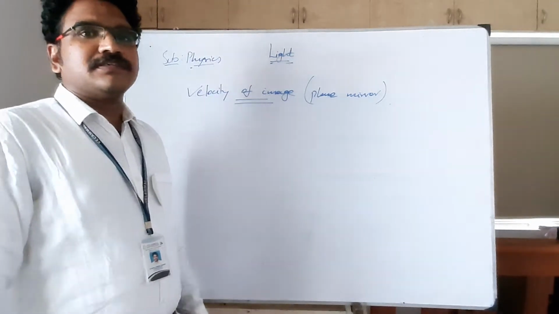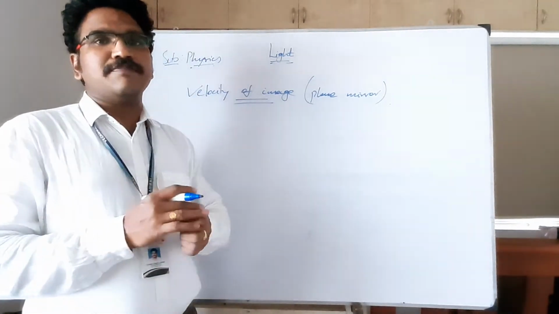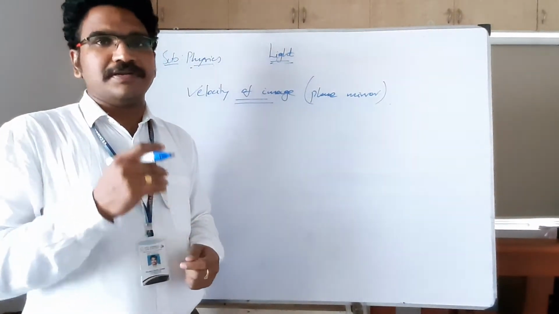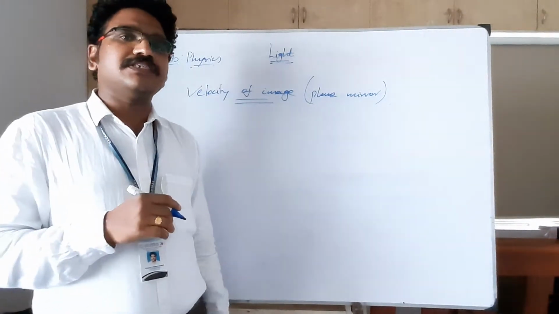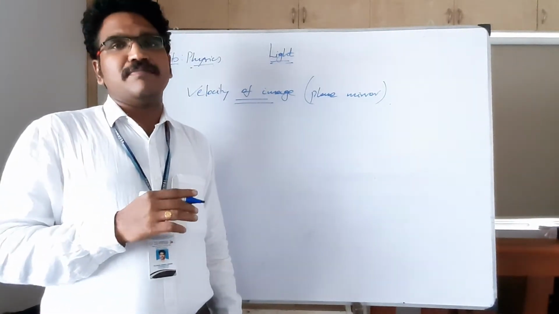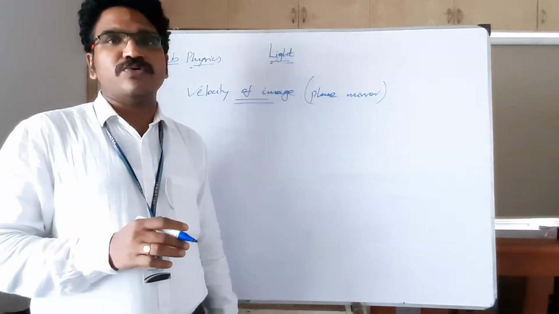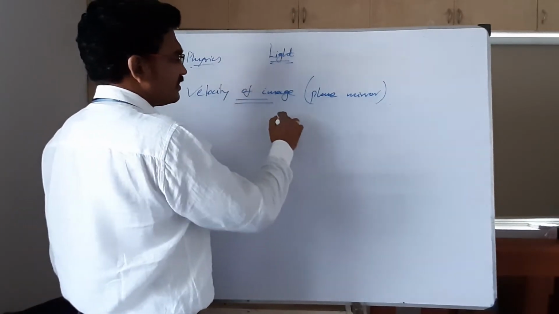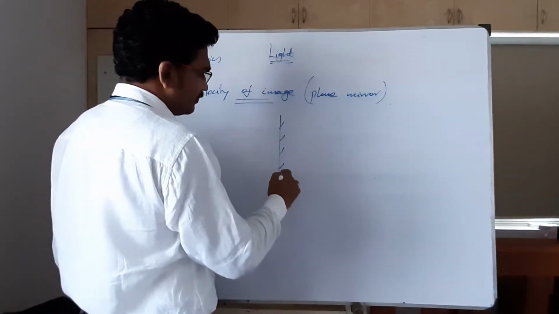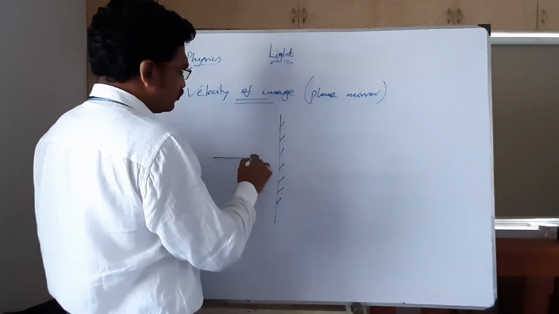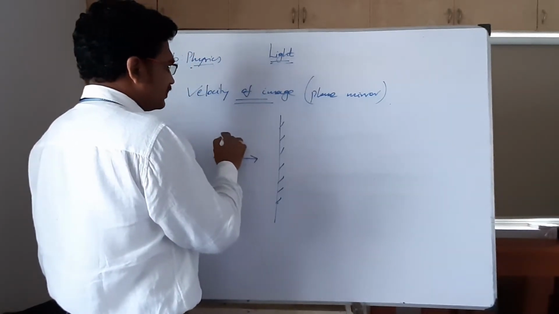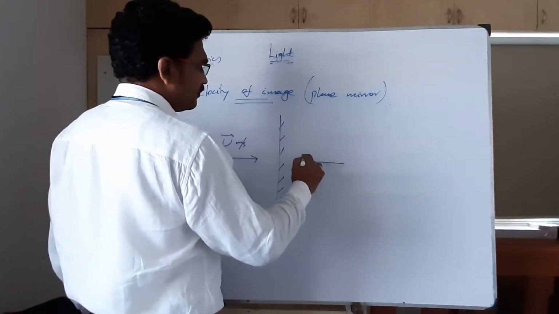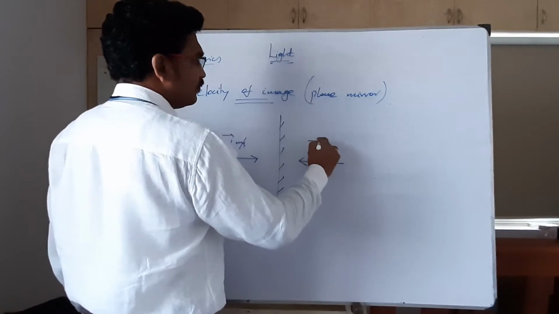Good morning, students. As we have discussed in the previous lecture, velocity of image by plane mirror. Yesterday we discussed one concept, that the mirror is stationary and the object is moving. When the object is moving in this direction with a velocity u meter per second, then the image will move in this direction with u meter per second.